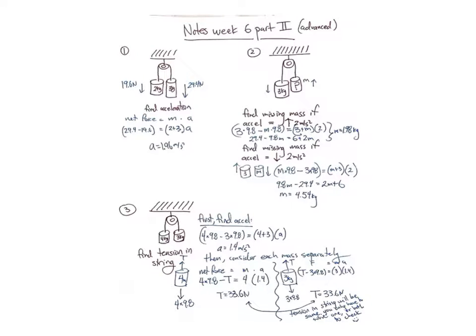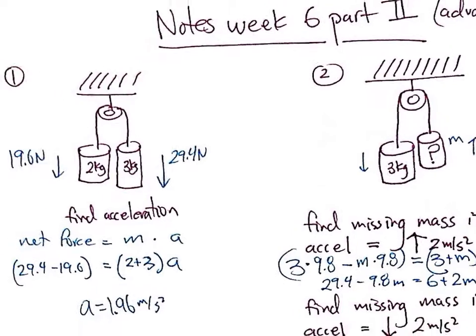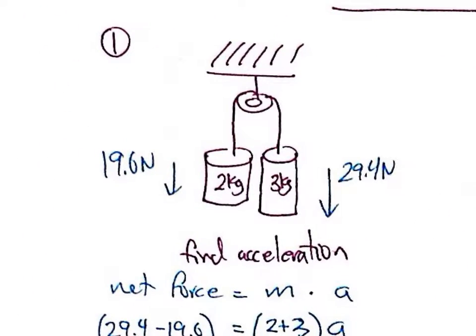All right. So here we are, week 6, talking about the Atwood machine and the inclined plane for some advanced examples. So question number 1, I think this one is similar to what we've done. We have a 2 and 3 kilogram mass hanging from a frictionless pulley, massless string, and the question asks us to find the acceleration. So we find the weight of both of these objects. Obviously this one weighs more, and so the net force is going to be in this direction.